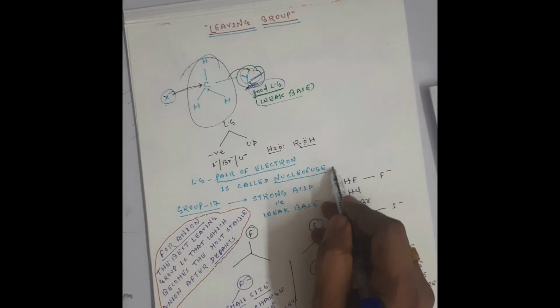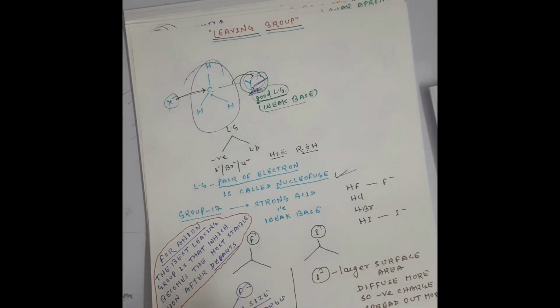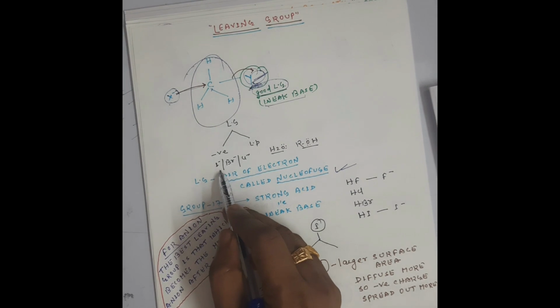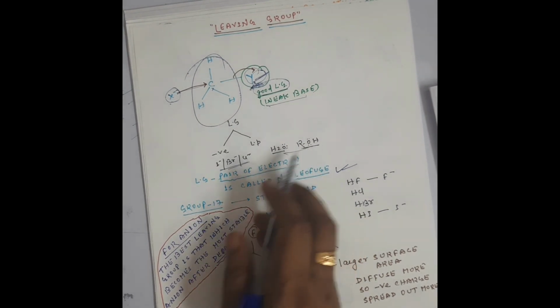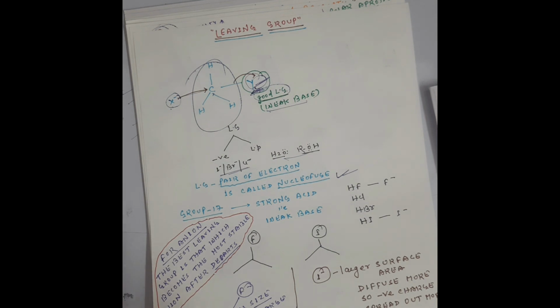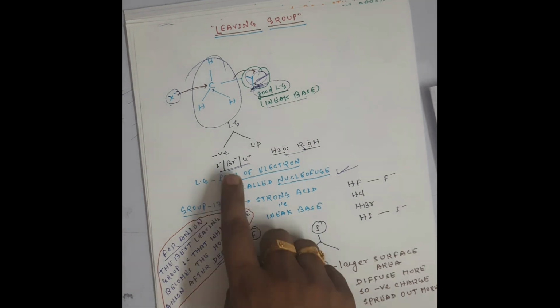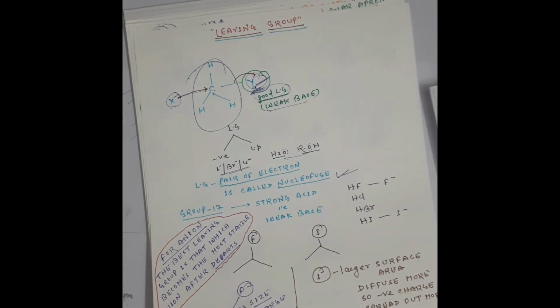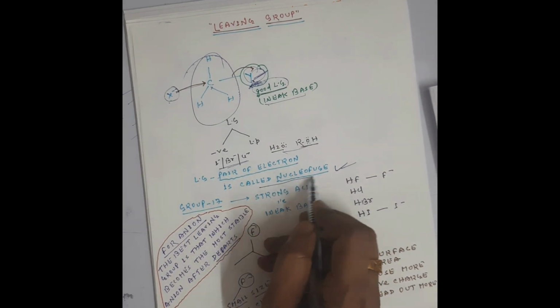So a nucleofuge means any leaving group which contains a pair of electrons. It may be an anionic leaving group or a neutral leaving group. Due to the nucleophile, when the leaving group leaves the position, that is called a nucleofuge. Any leaving group which contains either a negative charge or simply a lone pair of electrons is called a nucleofuge.